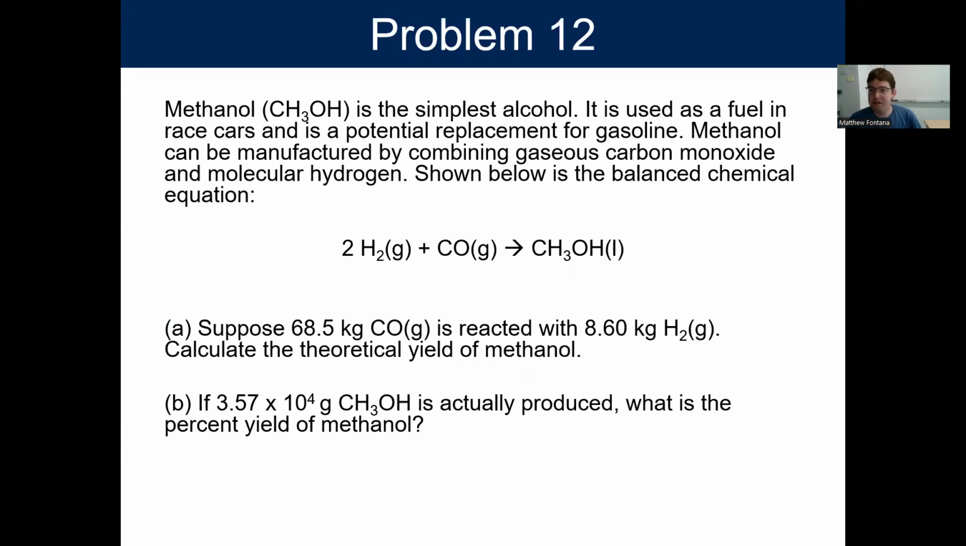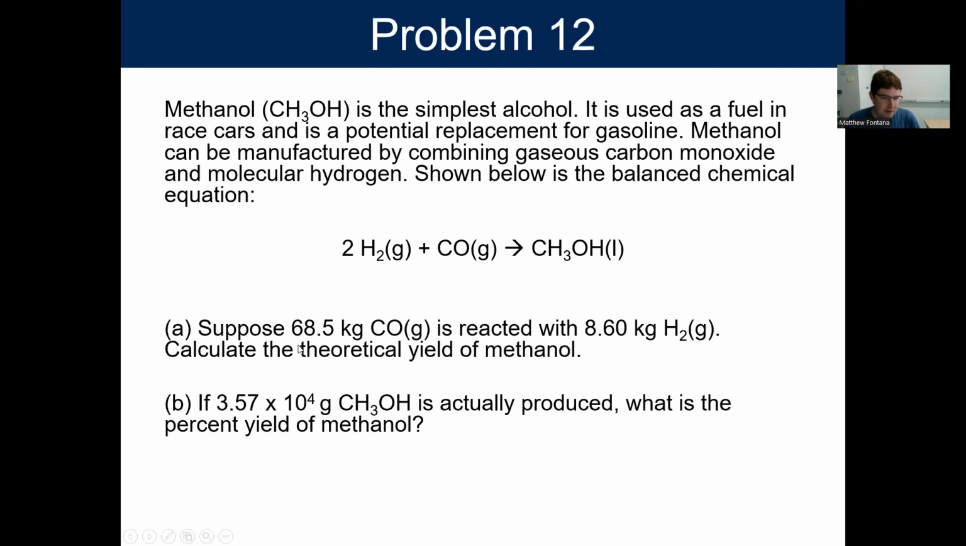So methanol is the simplest alcohol. It's used as a fuel in race cars and is a potential replacement for gasoline. Methanol can be manufactured by combining gaseous carbon monoxide and molecular hydrogen. Shown below is the balanced chemical equation. And so here's the balanced chemical equation.